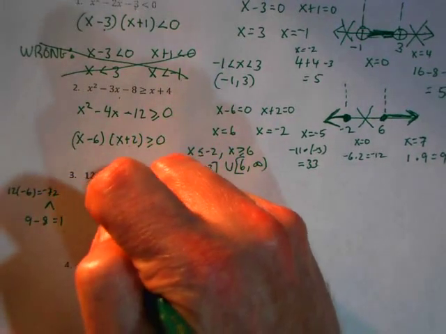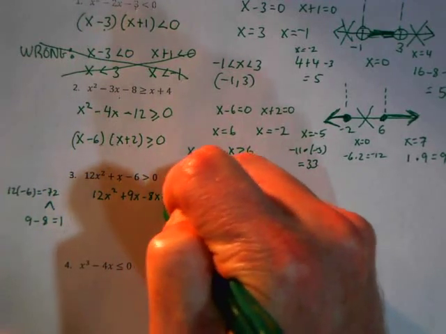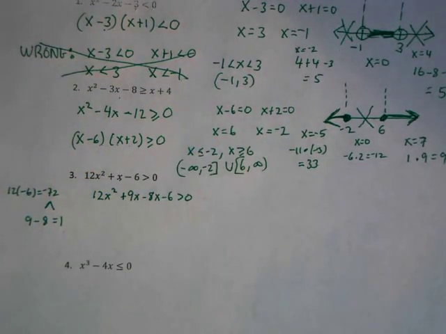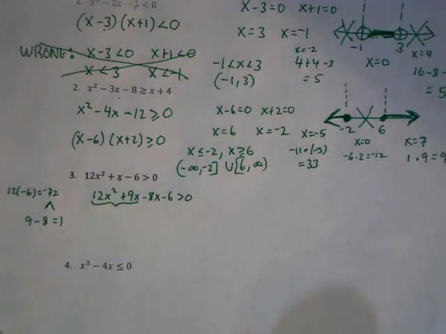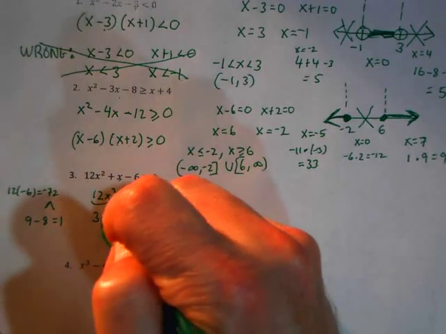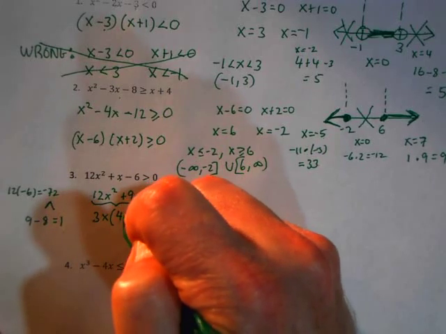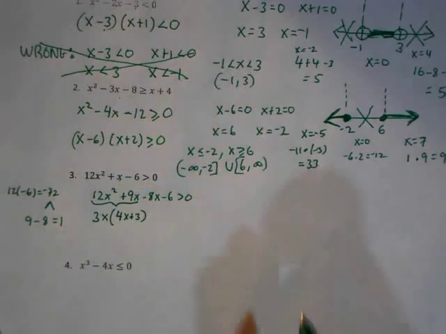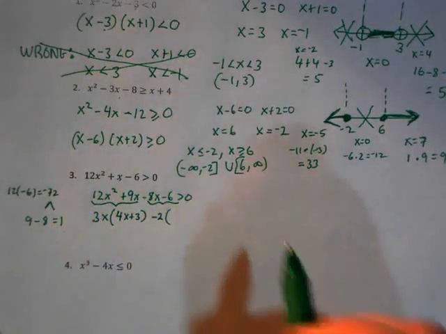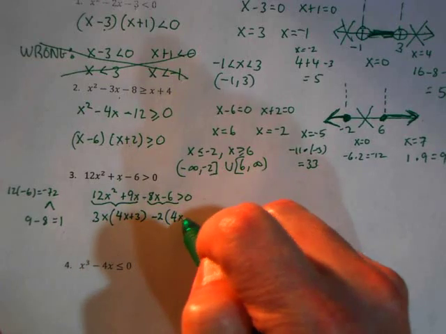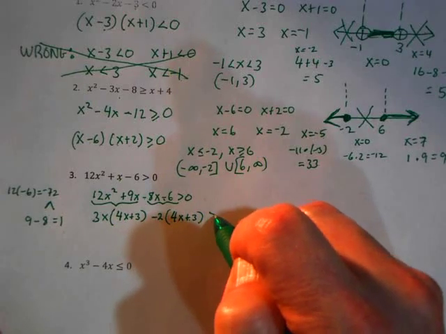Okay, so we rewrite this as 12x squared plus 9x minus 8x minus 6 bigger than 0. 4 pieces, we group them. First group has 3x in common, and left over is 4x plus 3. Second group, because of that minus, has a negative 2 in common. Factor out the negative 2, becomes 4x plus 3. Remember that sign changes when you factor out the negative. Greater than 0.